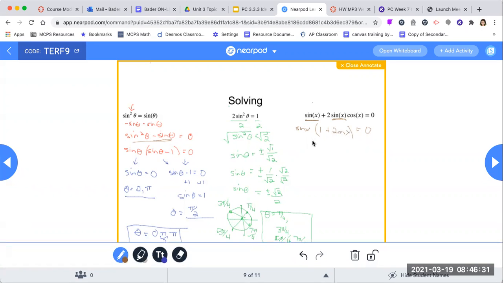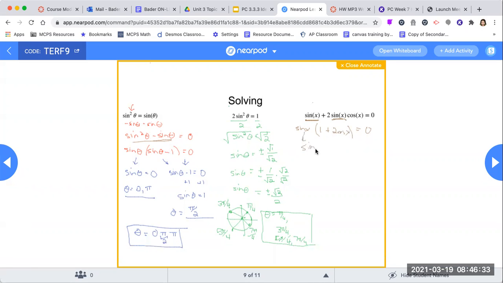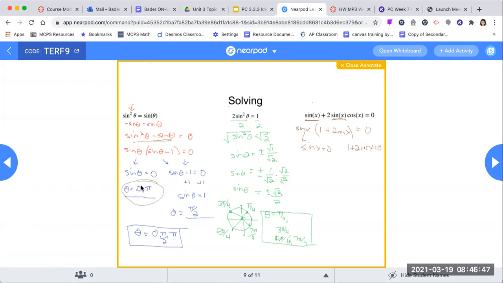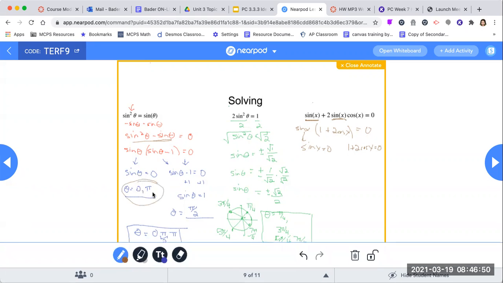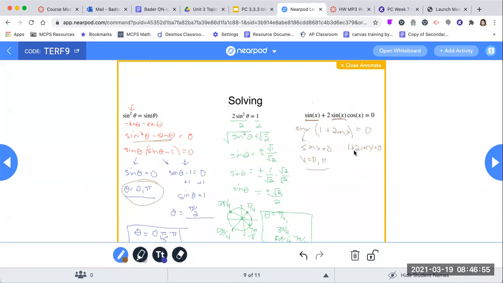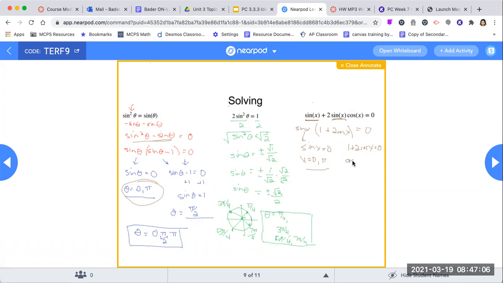Now we can split the expression up. So sine of x equals 0, and then 1 plus 2 cosine of x equals 0. Now we can solve it in a more predictable way. Just like with the first equation that we had to solve, sine of 0 and pi is 0. So 2 of our answers are going to be 0 and pi. Our other answers come from the equation 1 plus 2 cosine of x equals 0. If we subtract 1 from both sides and divide both sides by 2, that leaves us with cosine of x equals negative 1 over 2.